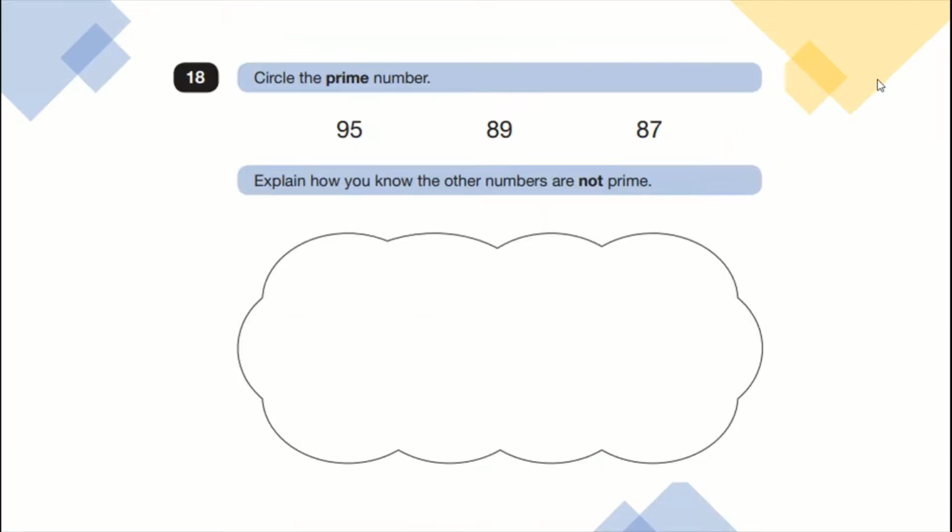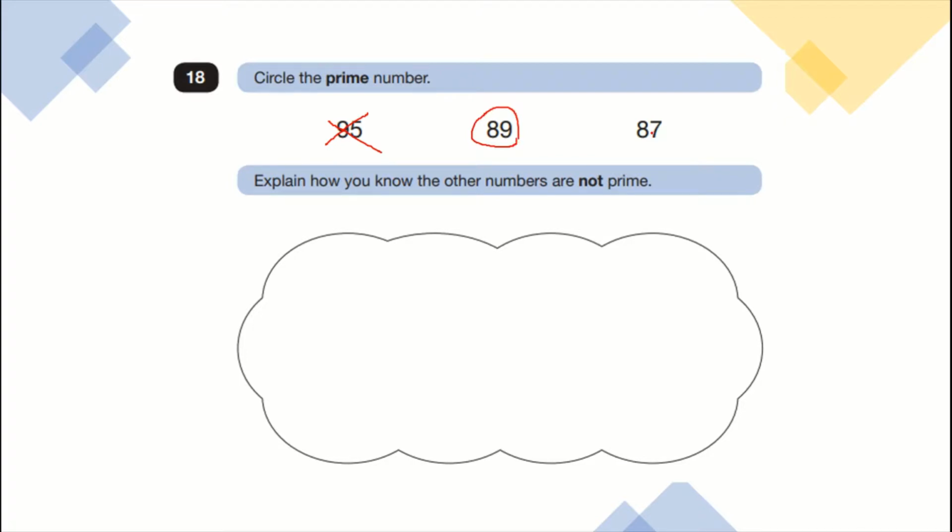Question 18. Circle the prime number. So we're going to start off with 95. 95 ends in a 5, and we know that numbers that can be divided by 5 end in either a 5 or a 0. So this number isn't a prime because it can be divided by 5. 89. 89 ends in a 9, and 9 isn't an even number, so it can't be divided by 2. If we add the digits 8 and 9, we get 17, and 17 isn't a multiple of 3, so this would be our prime number.